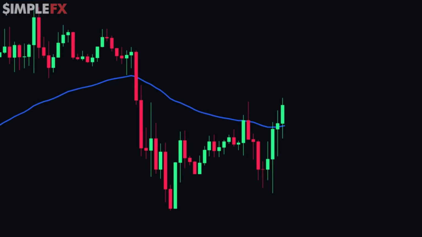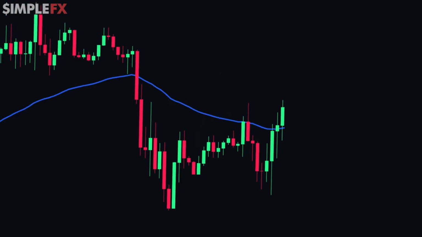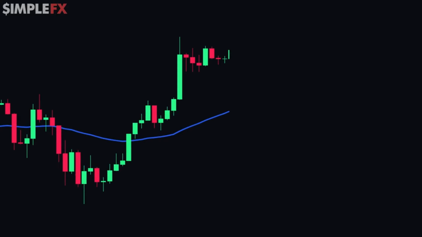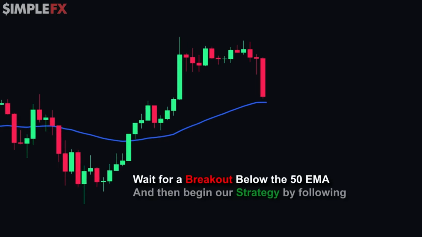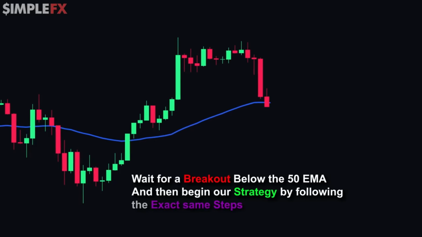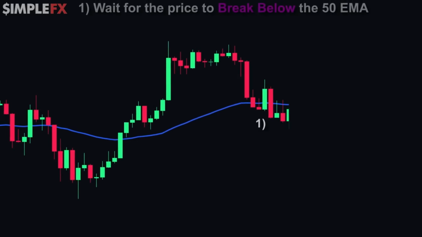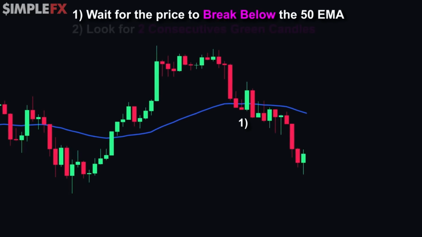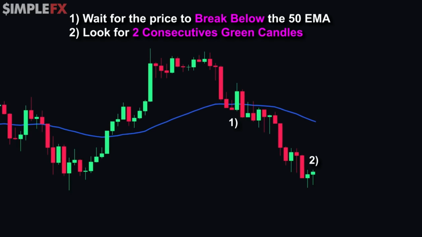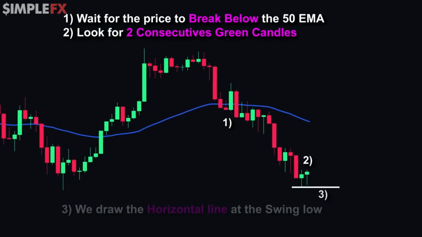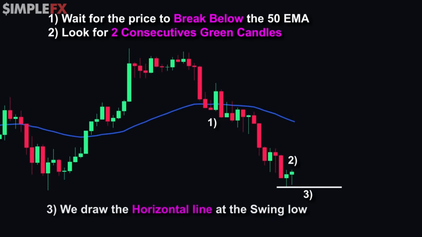So in the previous example, we started from a chart where the price was trading below the 50-EMA, but the strategy also works for the opposite. If we take a chart that's trading above the 50-EMA, such as this one, wait for it to break below it, and then begin our strategy by following the exact same steps, which in this case, we wait for the price to break below the 50-EMA. So when we get a dip below it, we're then going to look for two consecutive green candles so that we can draw the horizontal line at the swing low.